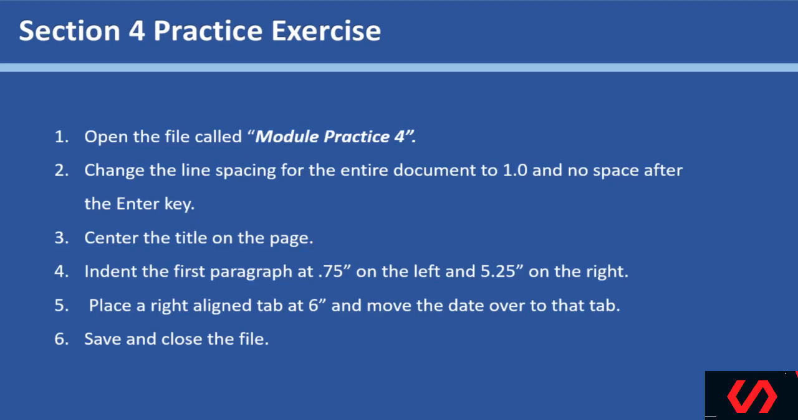So the first thing I'd like you to do for me is to open the file called Module Practice 4. I'd then like you to go in and change the line spacing for the entire document to 1.0 and no space after the Enter key. I'd then like you to center the title on the page and then indent the first paragraph at 0.75 inches on the left and 5.25 inches on the right. I'd then like you to place a right align tab at 6 inches and move the date over to that tab. Once you've done all that, you can save and close the file.